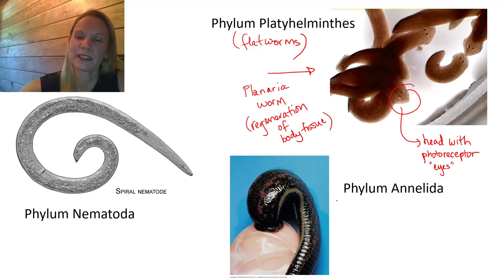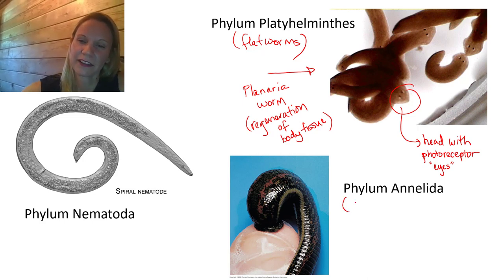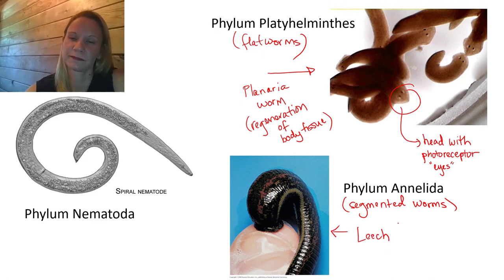Okay, how about these worms down here? These are the annelids. And remember when we talked about the Christmas tree worm in the beginning of this lecture, I mentioned that the Christmas tree worm is an example of an annelid. Annelid means little rings. So these are worms that are segmented. So they have a segmented body. Do you recognize the worm here that's pictured as an example of an annelid? That's right, this is a leech.